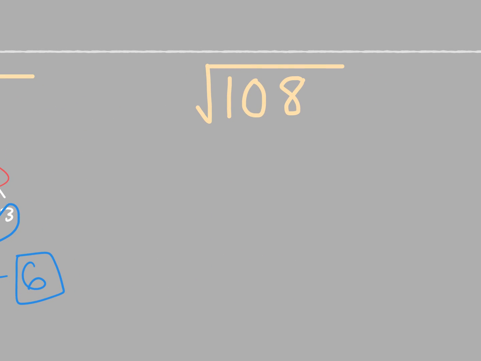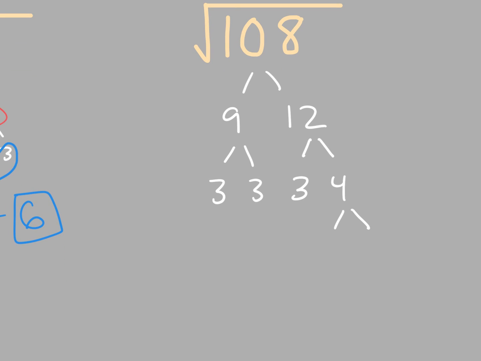All right, next we have 108. What are 2 factors of 108? 9 and 12. What are 2 factors of 9? 3 and 3. And 2 factors of 12? 3 and 4. And 2 factors of 4? 2 and 2.